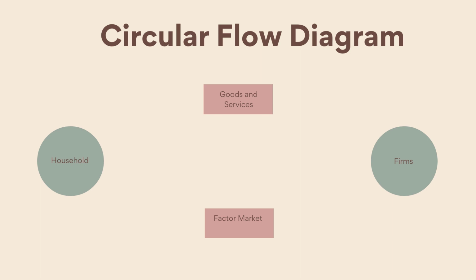So, sana clear yan, no? We have two decision makers lang, the household and firms, and we have two types of market, which is the goods and services market and the factor market. So later, ma-discuss pa natin how they interact with one another. But for now, let us look at the firm muna.